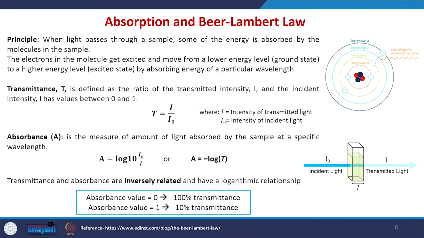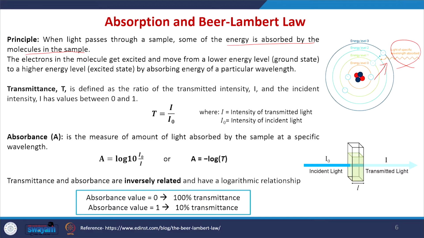Let us see the principle of this technique. The principle is when light passes through a sample, some of the energy is absorbed by the molecules in the sample. The electrons in the molecule get excited and move from lower energy level, that is from ground state, to higher energy level, that is the excited state, by absorbing energy of a particular wavelength.